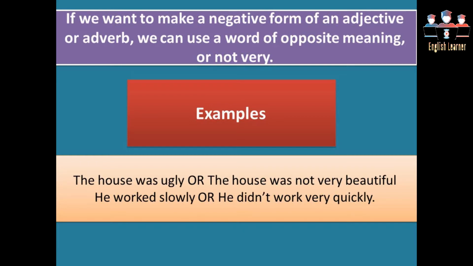Example number 2. He worked slowly. Slowly is an adverb here because it is linked with the verb, which is worked. You may also write this sentence in a negation form as, he didn't work very quickly. In this example, did not is indicating the negation meaning, whereas very quickly is used as an adverb to show the action word, which is work in this example.